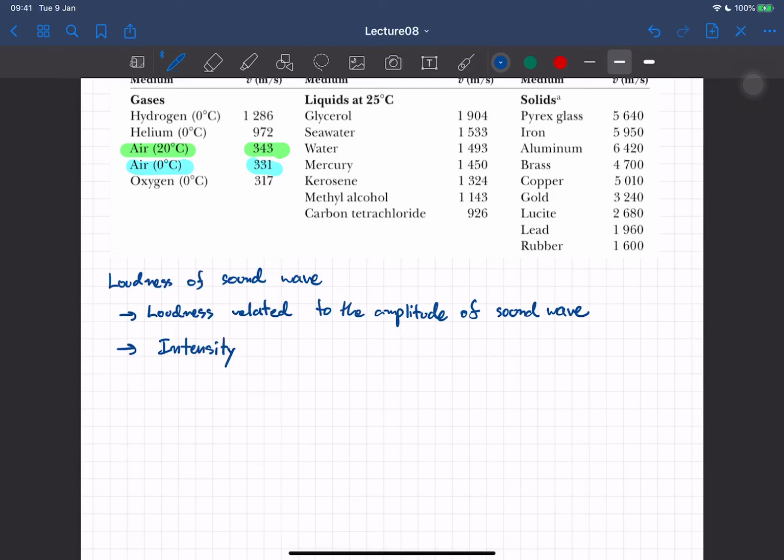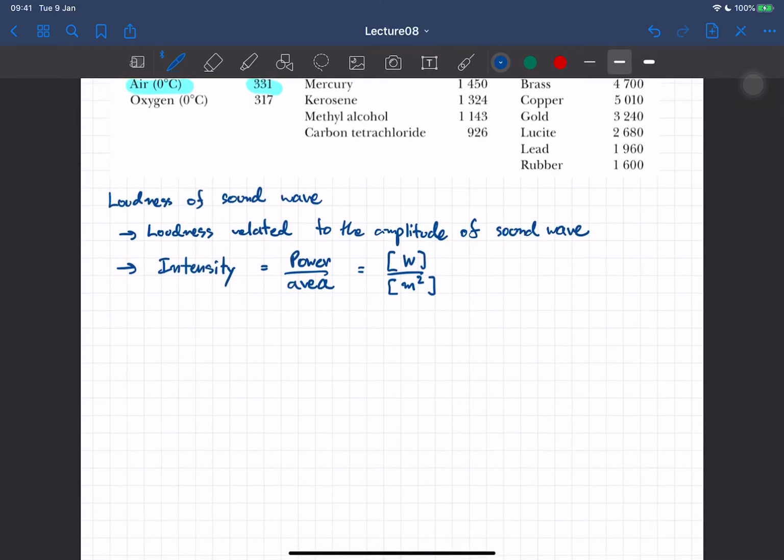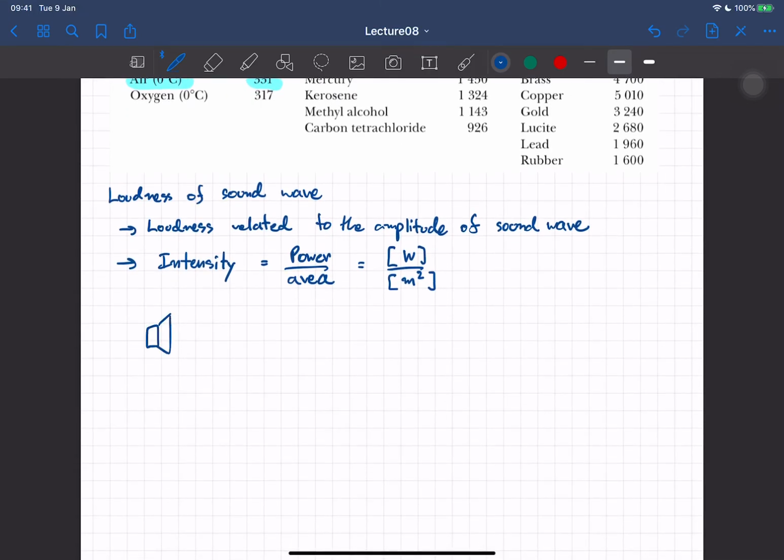So what is intensity? Intensity, by definition, is the power over the area. So it's the power per unit area. The unit is watts per square meter. That's the intensity. So what area are we talking about? It's the area of your detector. So if we talk about sound wave, you have a speaker that's giving out sound, and you're hearing this sound. How do you hear it? You hear it with your ears. So your ears act like a detector, right?